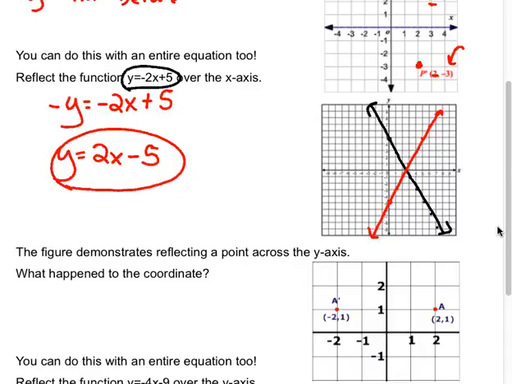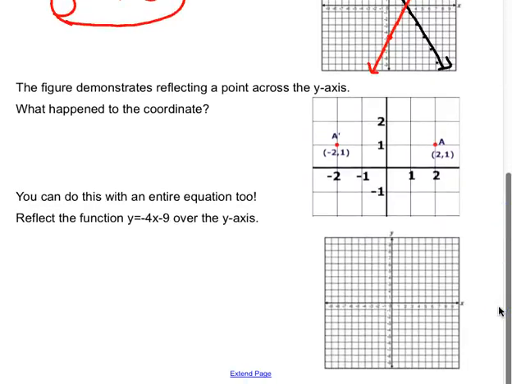So, what about the y-axis reflection? So here's an example. I have this point A, and I'm reflecting it over the y-axis. So this time, notice the y value stayed the same. A y-axis reflection holds its y value. But then the other value, the x, notice what happened. Just like before, that opposite one becomes negative.